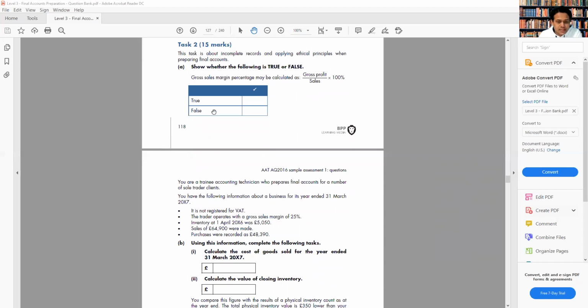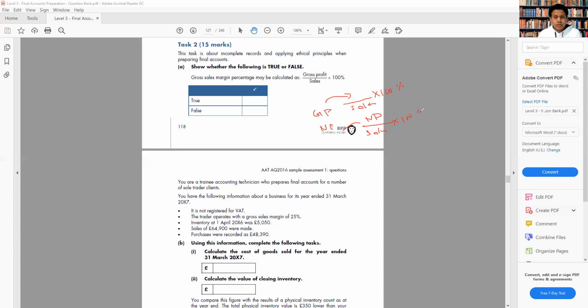So the first question is, is this statement true or false? So the gross profit margin, how do we calculate the gross profit margin? So remember, if it is a gross profit margin, if it is a net profit margin, any formula, gross profit or net profit, any formula we have. So the easy way to do that, gross profit will go to the top and sales is the bottom. If it is a net profit, NP will go to the top, and sales will come to the bottom. And to express this as a percentage, we have to multiply by 100%.